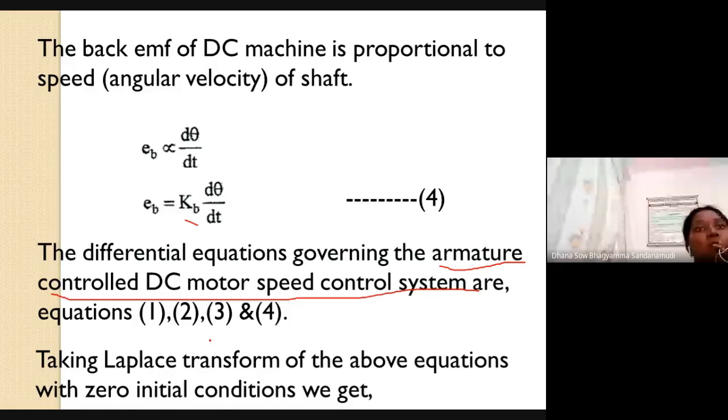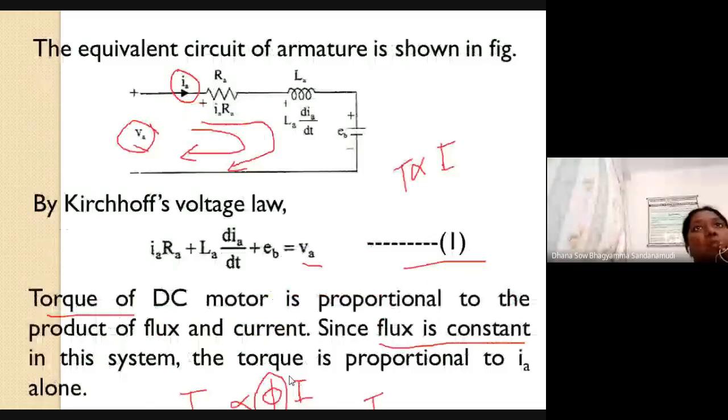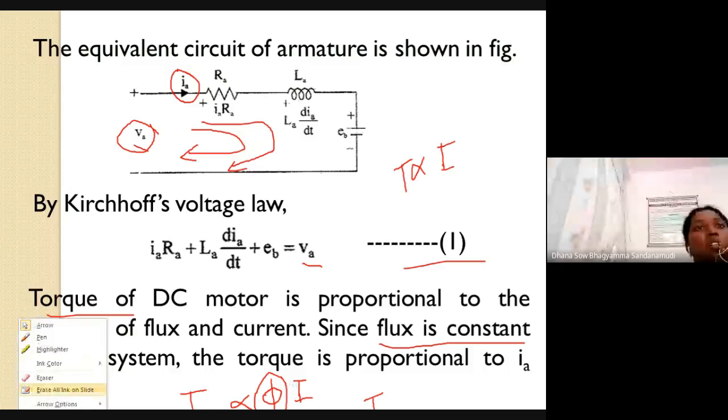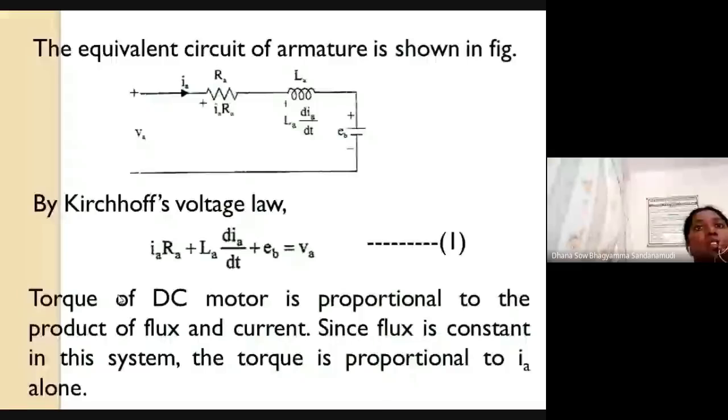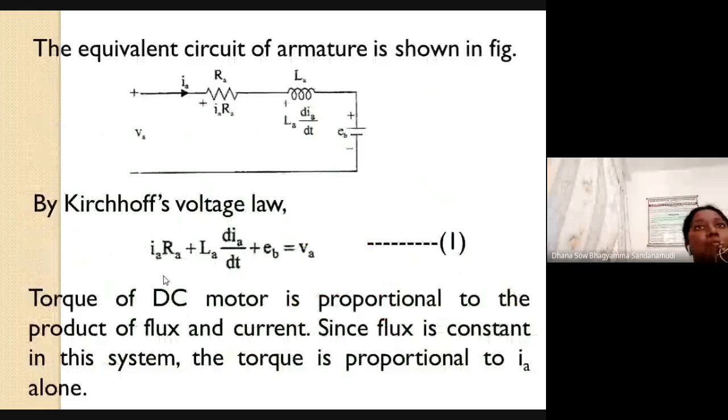Now all these four equations can be represented in terms of Laplace. Let's see how they are represented in the Laplace. If you observe, this is our equation number 1: Ra into Ia plus La dIa by dt plus Eb equal to Va.